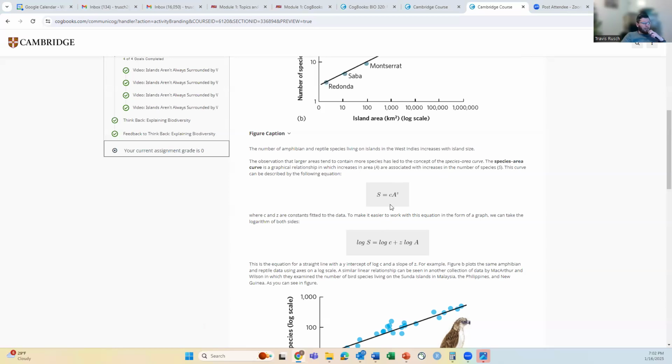The example I was giving is true or false, as A increases, S decreases. What would we say to that? As A increases, does S decrease? No. No, it would be false, right? Because as area increases, the number of species in the area also increases. So that would be the type of question you could expect to see from these types of formulas.